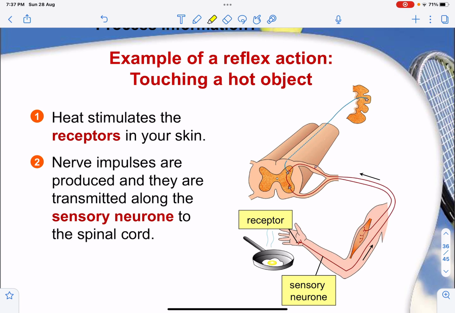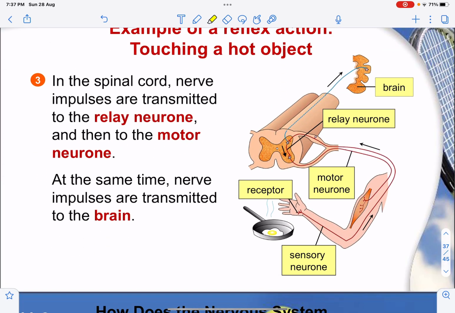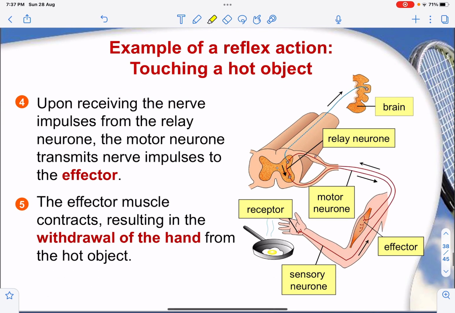First of all, the heat will stimulate the receptors in your skin and the nervous impulses are produced, and they are then transmitted along the sensory neuron to the spinal cord. Following this, in the spinal cord, the nerve impulses are transmitted to the relay neuron and then to the motor neuron, while at the same time the nerve impulses are also transmitted to the brain. Finally, upon receiving the nervous impulses from the relay neuron, the motor neuron will transmit nerve impulses to the effector. The effector muscles will contract, leading to a withdrawal of the hand from the hot object.